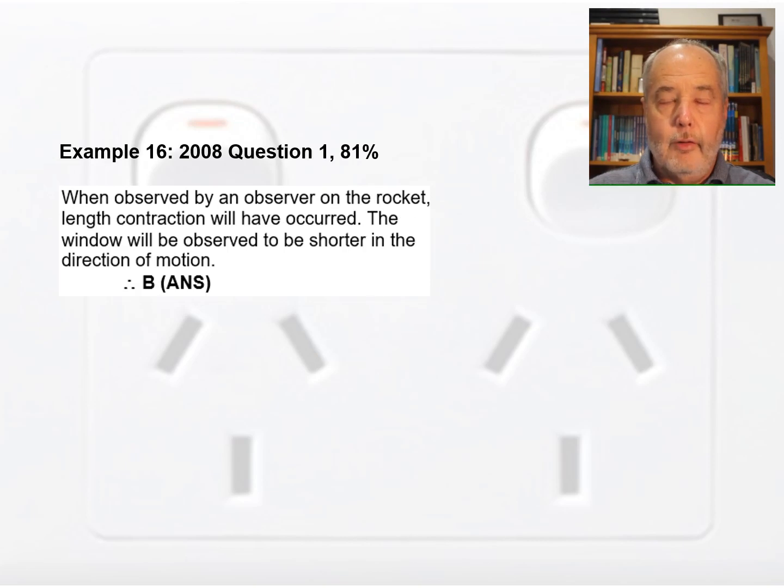Length contraction will only occur in the direction of the velocity. Therefore, because it is moving horizontally, we will get a contraction in the horizontal, giving the answer B.